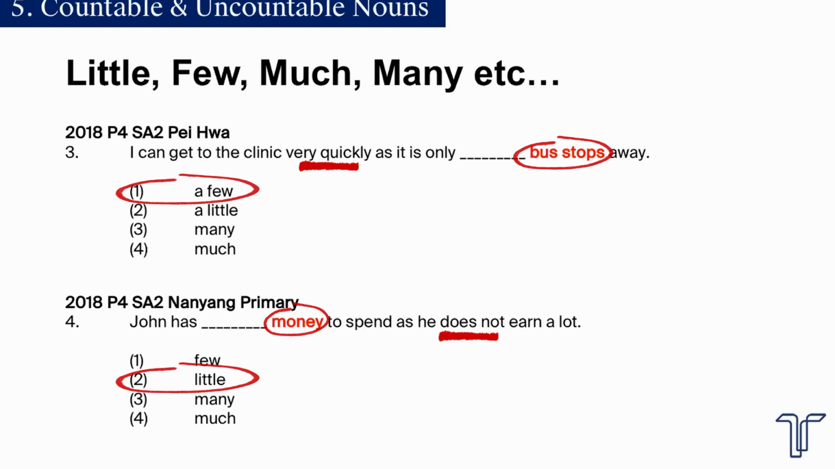Don't underestimate these questions because I tell you, they always come out. All right, if you look at all the past year papers from schools, these are the 5 commonly tested question types. In fact, it's not commonly tested, it's always tested. Okay, that I can assure you.